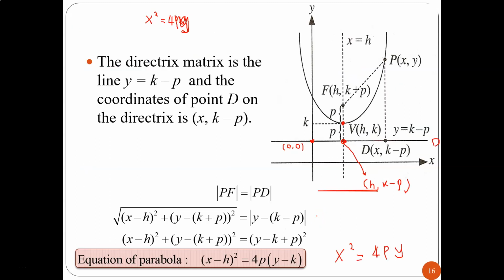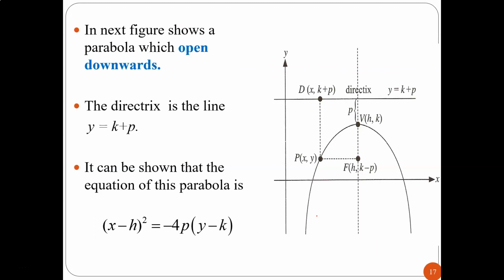Okay, so when you have this one open upwards, of course you will have open downwards like this. Sama jugalah, dia timbal balik saja. Kalau satu open upwards, satu open downwards macam ni. So the new equation for this is this one. Dia just tambah negative. Kenapa negative? Because it is open downwards.